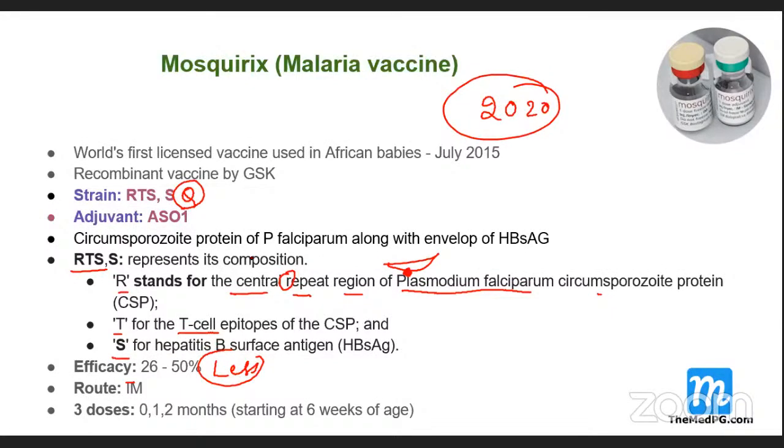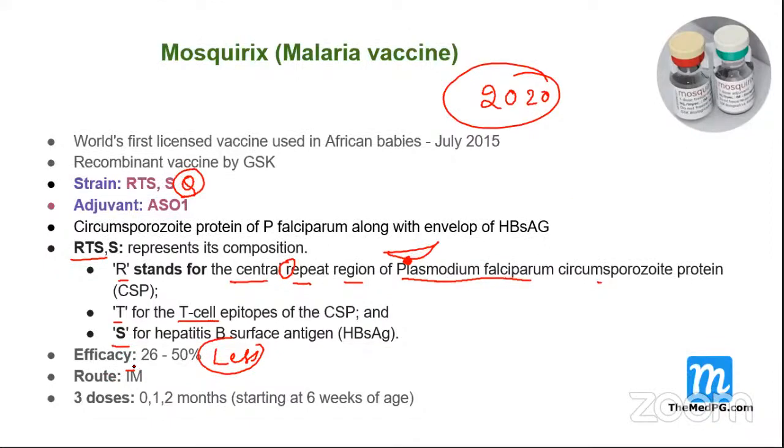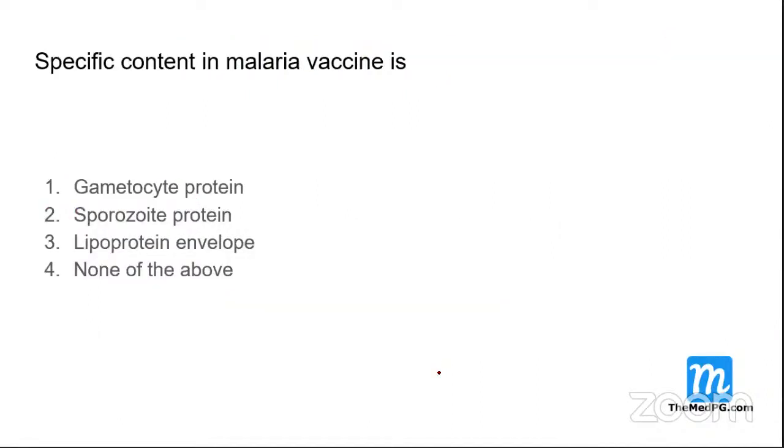And what is the route of administration of this vaccine? It is intramuscular. And the recommended doses, usually it has been recommended that 3 doses are required. That is the 0 dose, first dose, and second dose, that is at 0, 1, and 2 months interval. The age at which we have to start is 6 months of age. So these are some points you need to remember.